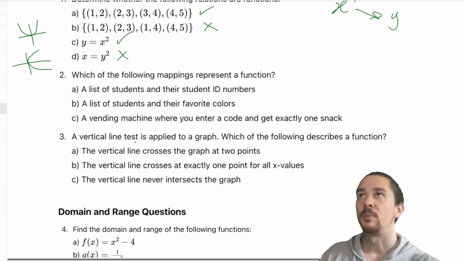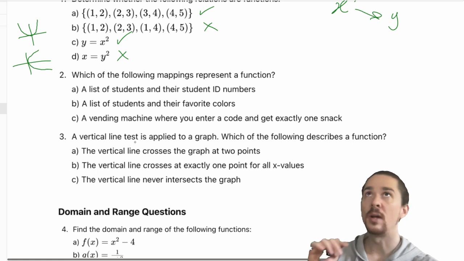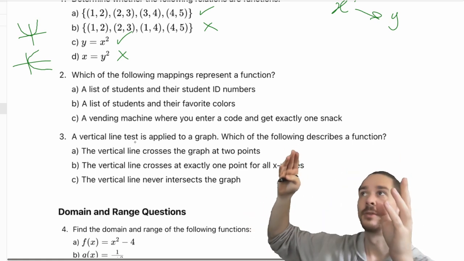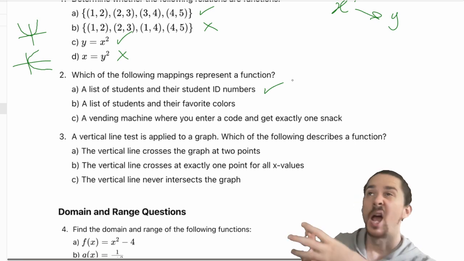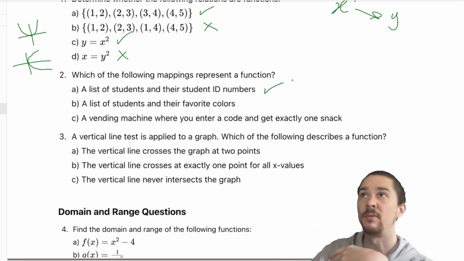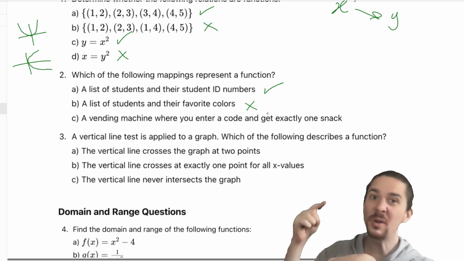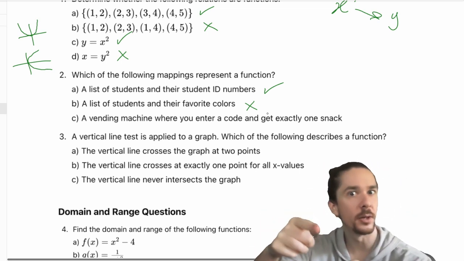Which of the following mappings represent a function? A list of students and their student ID numbers. Well, you cannot have two student ID numbers for one student, usually. So I would say that yes, this is a function. A list of students and their favorite colors. I could imagine that a student may have more than one favorite color. So I think this is not a function. But if we force them, if we said you can only pick one color, then it would be a function.